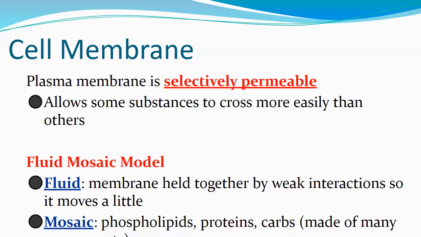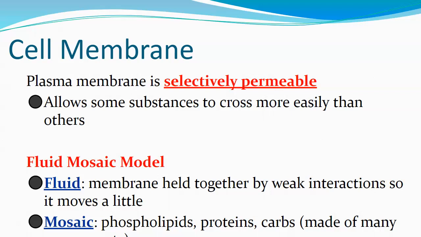And this goes hand in hand with the idea of the fluid mosaic model. The idea is that the plasma membrane is fluid. It has weak interactions that are holding it together so that it is a solid structure, but there is a fluidity there. It is able to move a little. And that's what kind of gives animal cells a more relaxed structure, some movability about it.